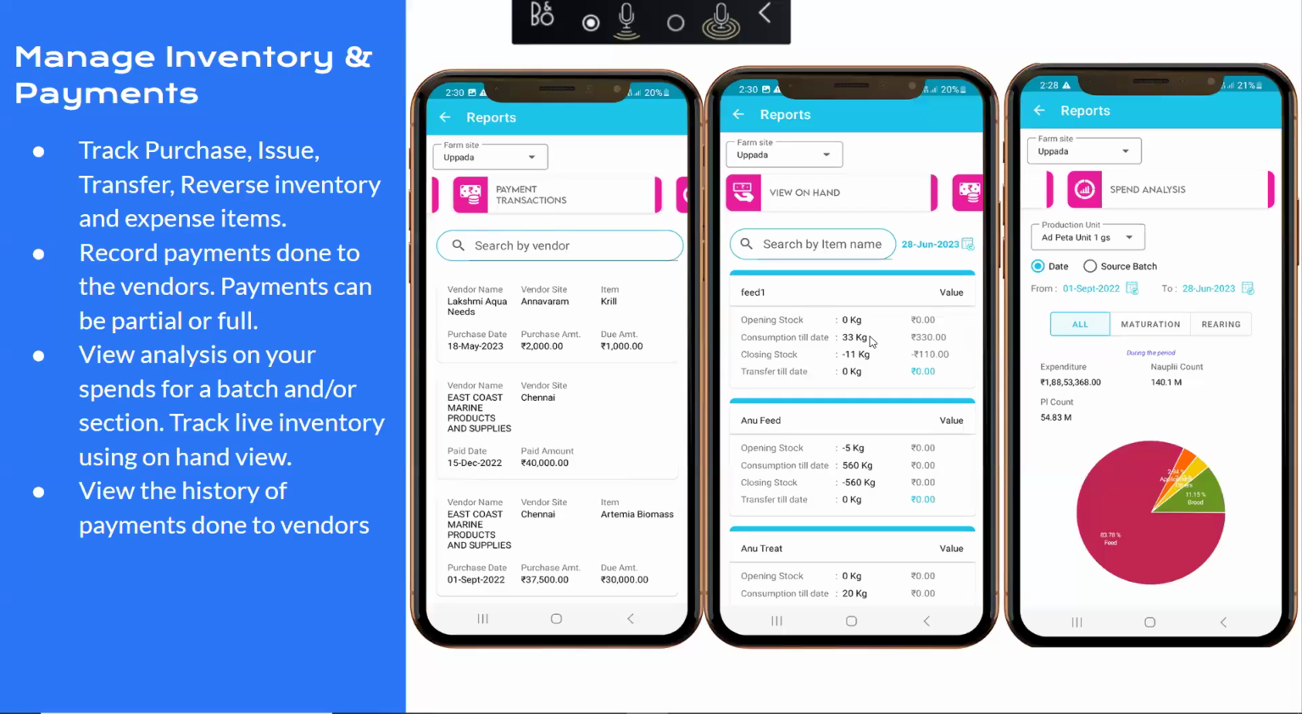So yeah, you can manage inventory and payments. You can view on hand how much of any inventory is present and when you have to reorder. This also has a mini Tally in it, where you can track your transactions, payment dues, petty cash, and track everything.